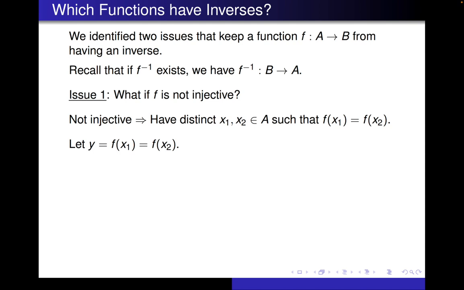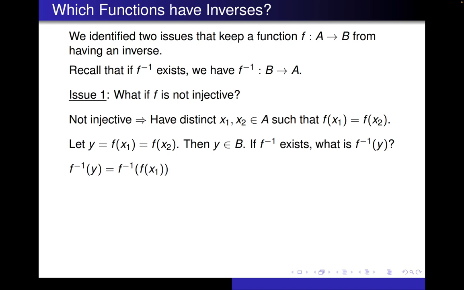Well, what does that say about our inverse function? First of all, note that y is in B. B is the codomain of f, so y is of course in the codomain of f, but B is also the domain of f inverse, so if we wanted to, we could put y into f inverse. So the question is, what is f inverse of y? Remember, y is equal to f of x1. So f inverse of y is equal to f inverse of f of x1. But f inverse and f cancel each other out, so that's going to be x1. And that seems all fine.